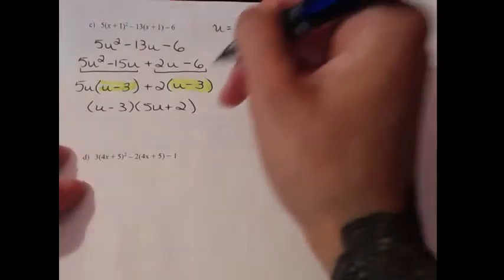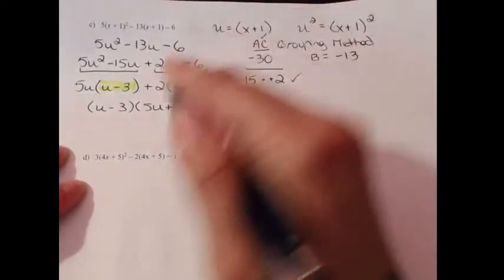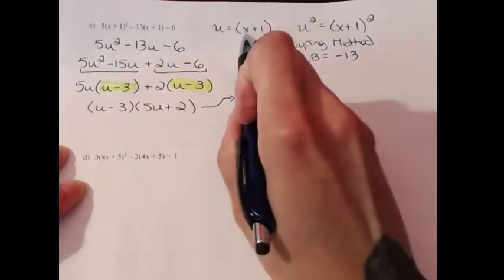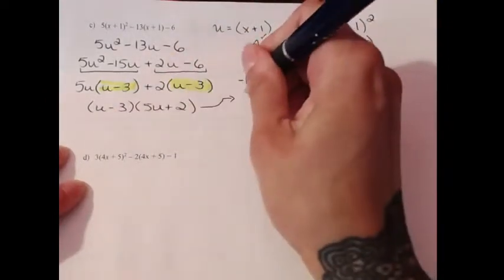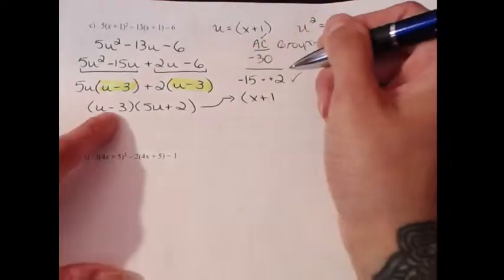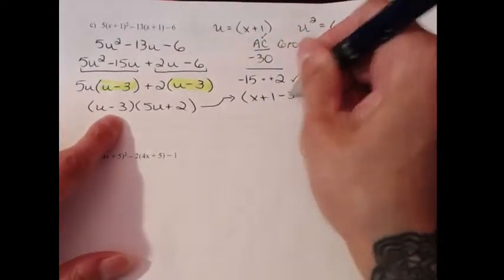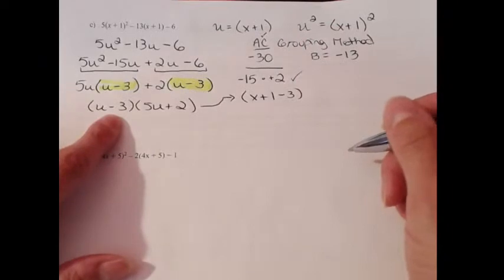So having said that, I'm going to note that u is x plus 1. So I'm literally going to replace u here with x plus 1. But don't forget, there's a minus 3. Interesting, right? This is kind of neat.